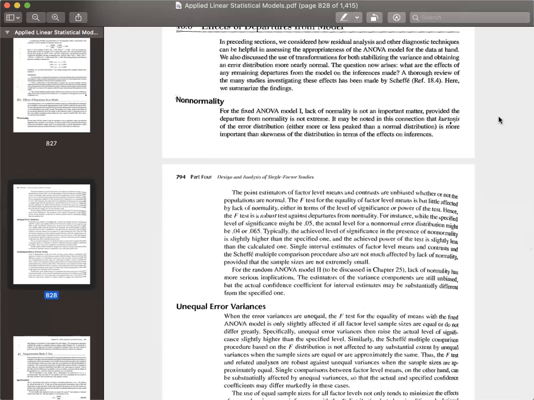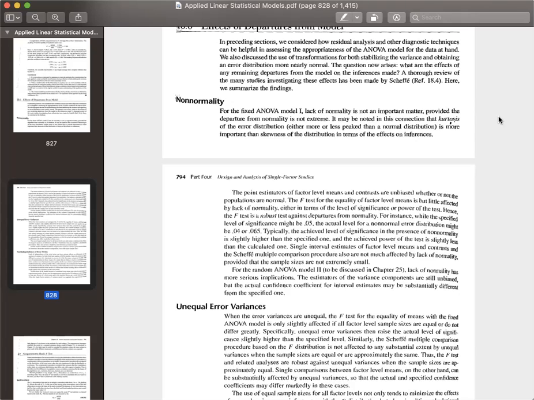So first, we're going to start with non-normality. For the fixed ANOVA model 1, the lack of normality is not an important matter, provided the departure from normality is not extreme. It may be noted in this connection that kurtosis of the error distribution, either more or less peaked than a normal distribution, is more important than skewness of the distribution in terms of the effects on inferences. The point estimators of factor level means and contrasts are unbiased whether or not the populations are normal. The F-test for the equality of factor level means is but little affected by lack of normality, either in terms of the level of significance or power of the test. Hence, the F-test is a robust test against departures from normality.